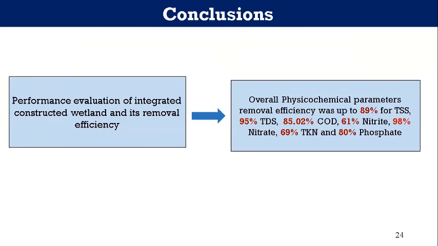Moving towards the conclusion, performance evaluation indicated constructed wetland removal efficiency. Overall physical parameter removal efficiency was up to 89% for total suspended solids, 95% for total dissolved solids, 85.02% for COD, 61% for nitrite, 98% for nitrate, 69% for TKN, and 80% for phosphate.